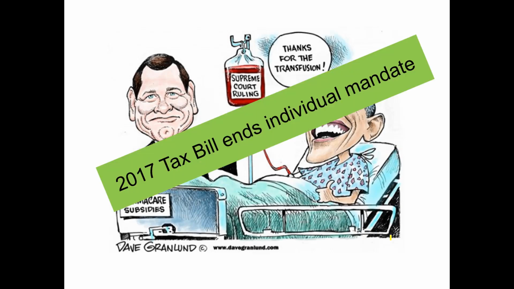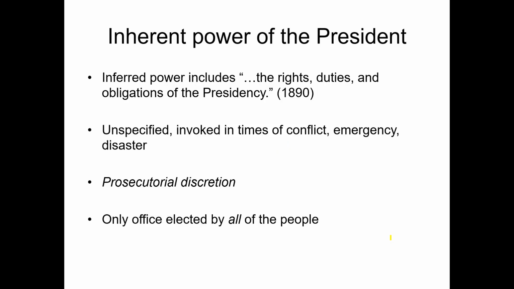And then in the previous administration under Donald Trump, Congress passed a tax bill that actually ended the individual mandate, which lowered some of the participation somewhat. Now, the inherent power of the president simply means that because of what the Constitution tasks the president to do, there's some inferred powers that don't necessarily need to be written in order to get the job done.